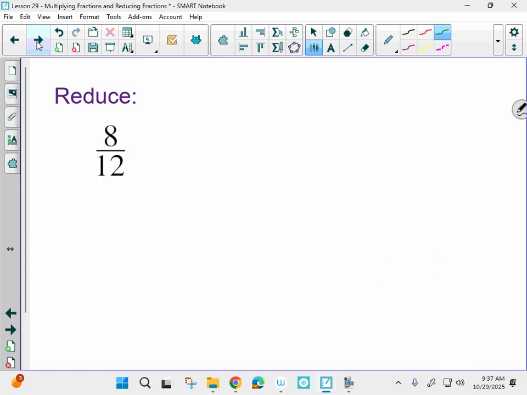All right, reduce. Just a review on reducing fractions. Both these numbers here are divisible by 4. They're also divisible by 2, but 4 is the biggest number that divides evenly into the numerator and the denominator. So I do 8 divided by 4 is 2, and 12 divided by 4 is 3. And that's my final answer.